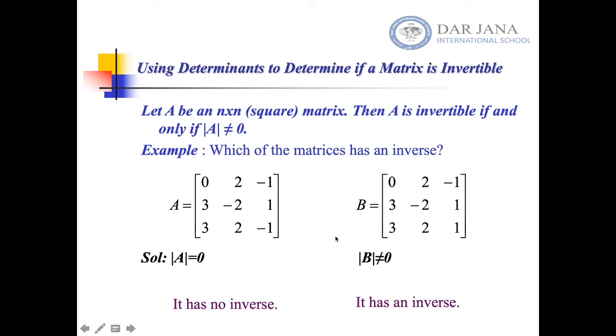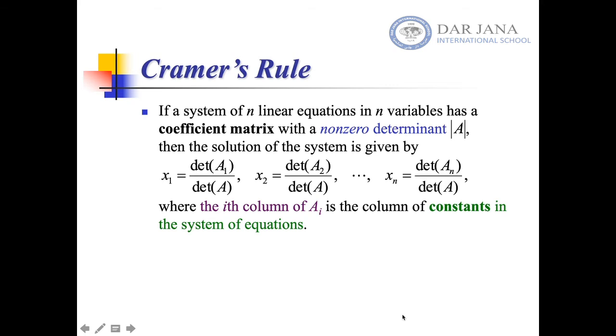So again, let me repeat. A is invertible if and only if the determinant is different than 0. If the determinant is different than 0, then the matrix has an inverse. So matrix A, its determinant is 0, that means it has no inverse. Matrix B, its determinant is different than 0, that means it has an inverse. Okay, going to the last and final idea in this lesson, Cramer's rule.